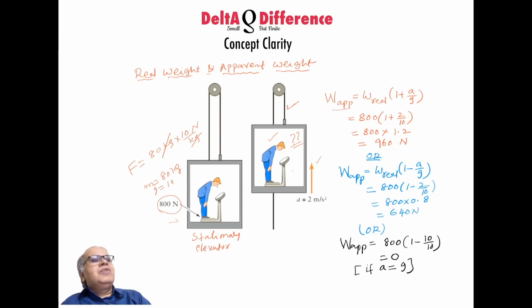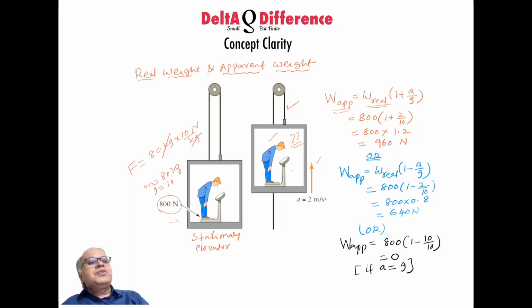For that, we are given formulas like this. W apparent is equal to W real into (1 plus a by g) is a formula given when the lift is accelerating up. So here take the values: 800 newtons we have, and 2 we are substituting, and g once again, for the sake of calculation, we'll make it 10 instead of 9.8. 800 into 1.2 will become 960 newtons, which is greater than the weight when he is at rest.